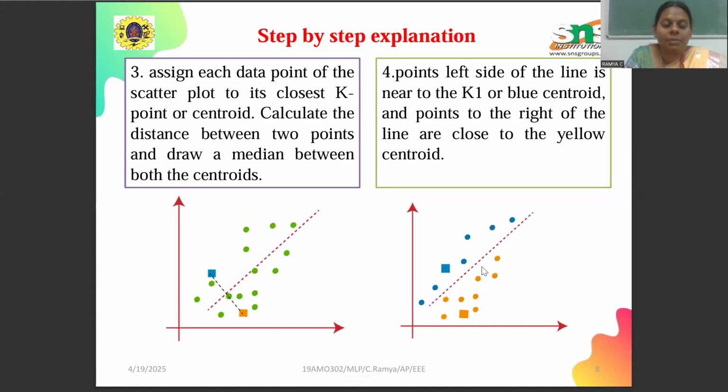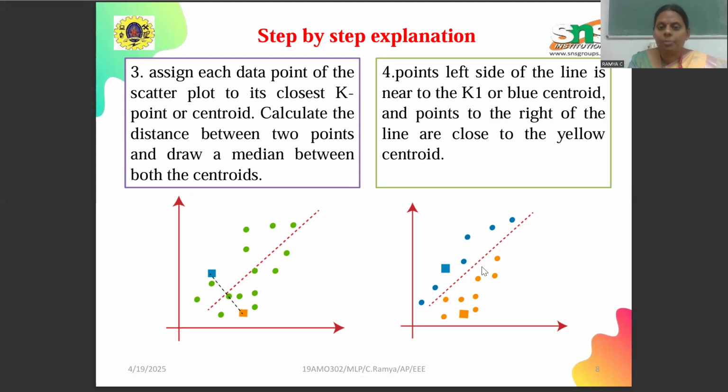Coming to the third point, we have to assign each data point placed in the scatter plot to the nearest k value. That is, we have two k values, one in the blue color and another in the orange color. Whichever point is near to the blue centroid will be placed with that, and the points which are near to the orange centroid are placed in the second cluster. This distance is calculated by means of the Euclidean distance formula.